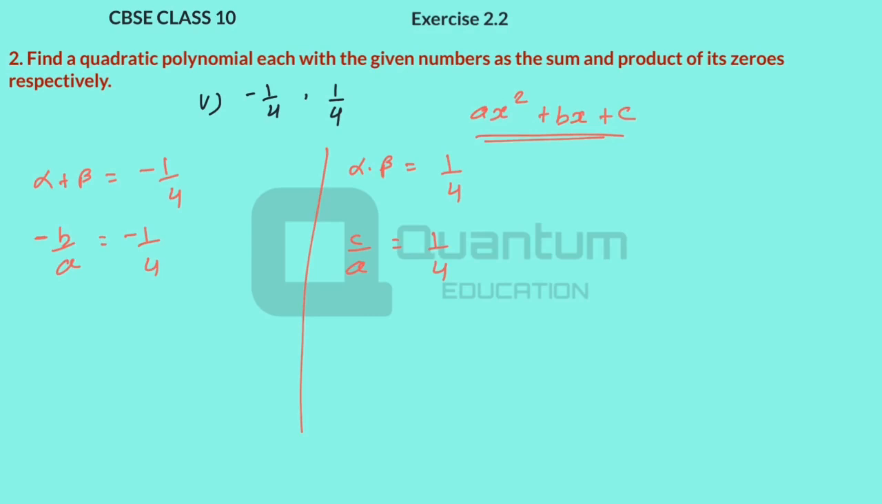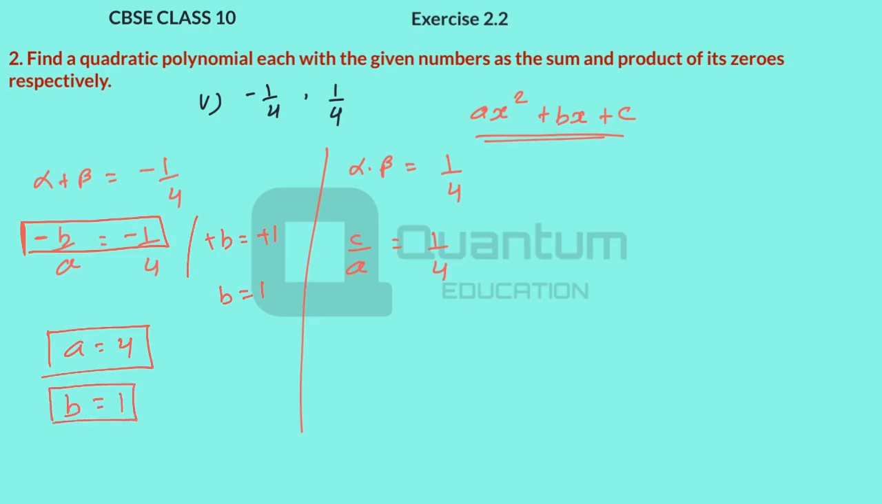As we can see here, the value of a is 4, on both sides a is equal to 4. So the final value of a is 4. Now minus b equals minus 1. Minus b is equal to minus 1. So minus minus will be plus. So b is equal to 1. Final value of b is 1. Now c equals 1.